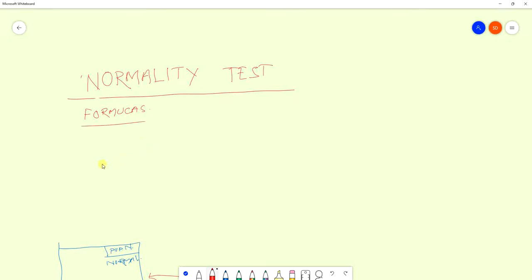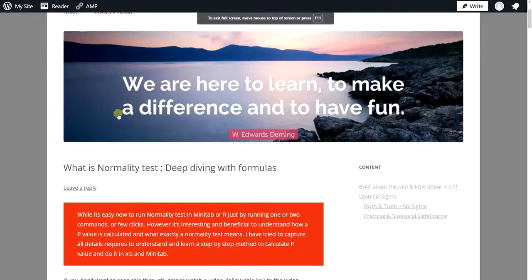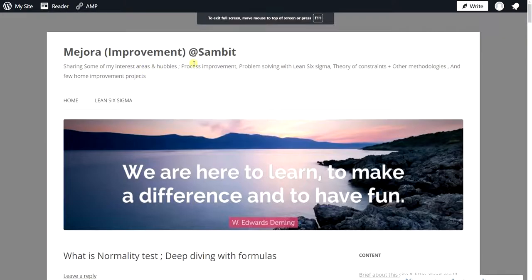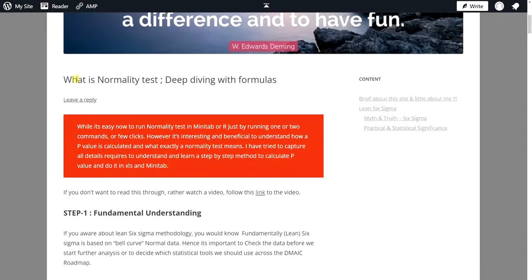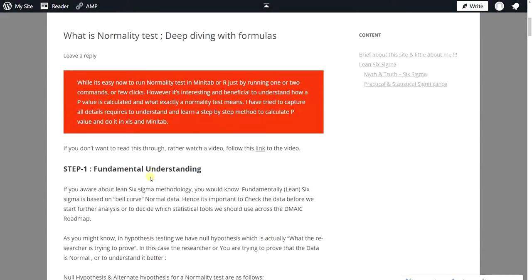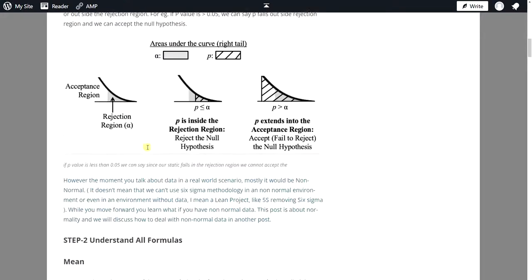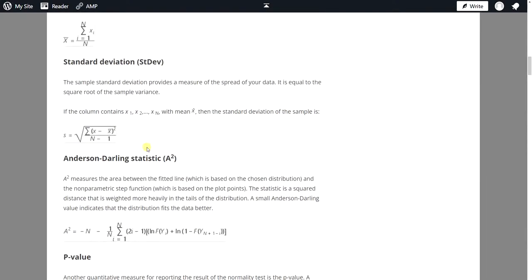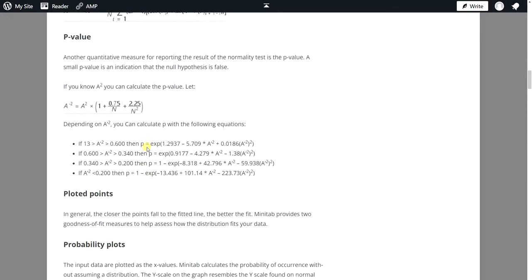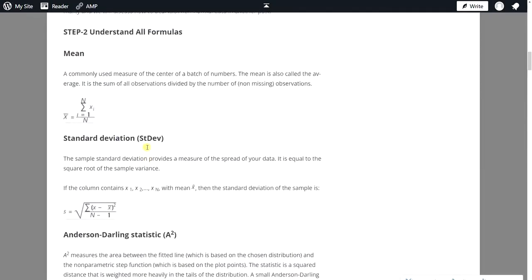And while we do so, since this is a little complicated, I have created an article for this. This is my personal article on the blog. And if you want to understand it in detail, go through this article as well. In terms of step 1, step 2, step 3, everything I have given here, and the same we will discuss here as well today.